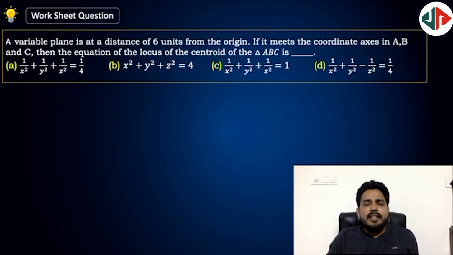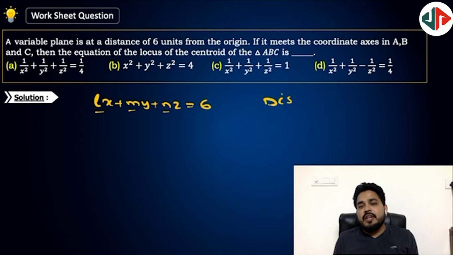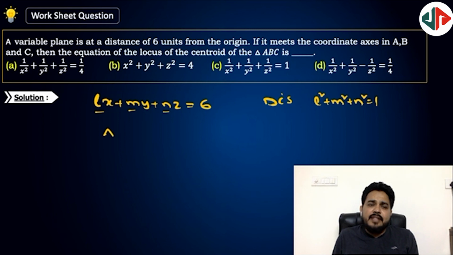Next question: a variable plane is at a distance of 6 units from the origin. It meets the coordinate axes at A, B, C. Find the equation of the locus of the centroid of the triangle. So I will write that plane as Lx plus My plus Nz is equal to 6, where L, M, N are direction cosines. So L square plus M square plus N square is equal to 1. So your x-intercept is 6 by L comma 0 comma 0.